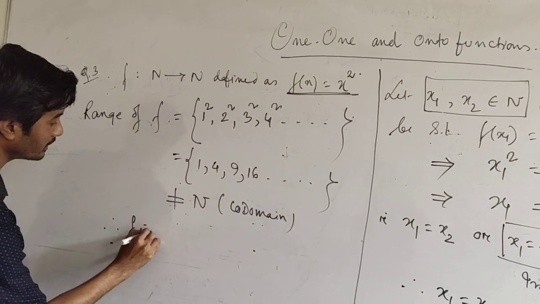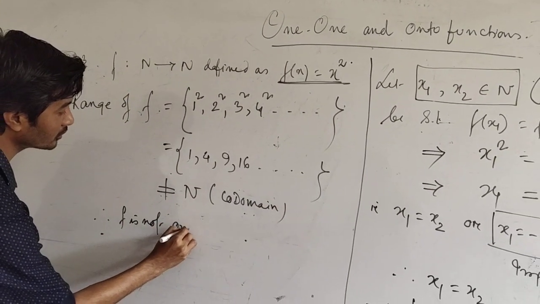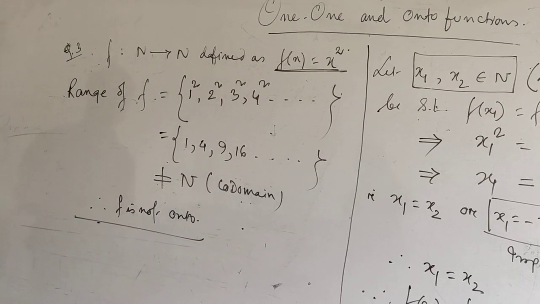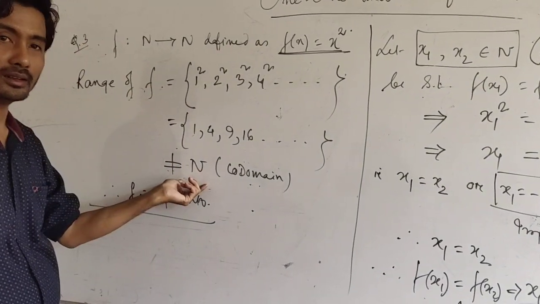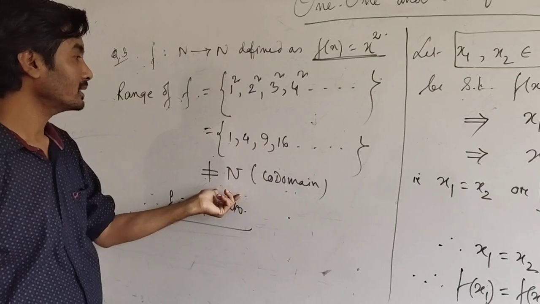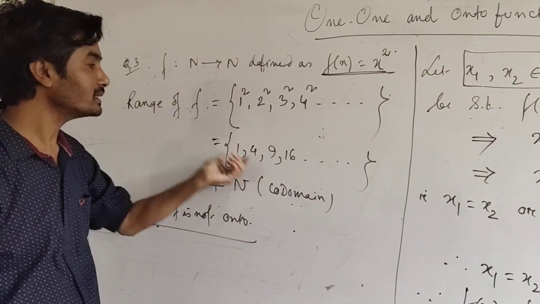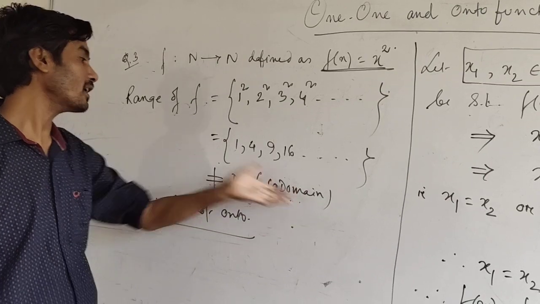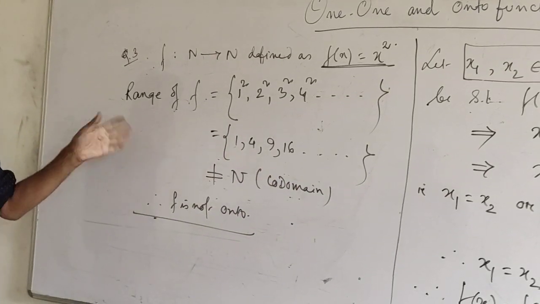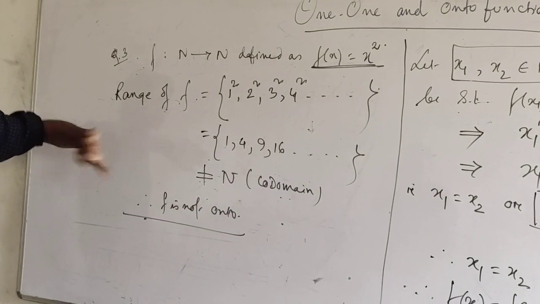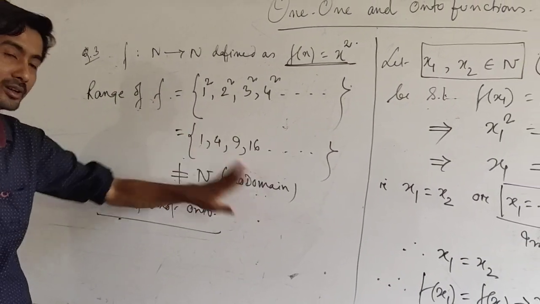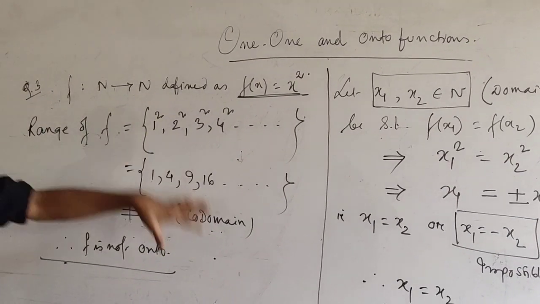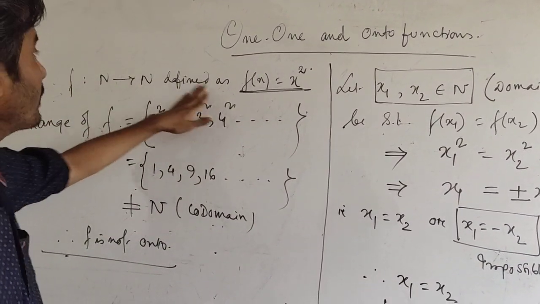Therefore, f is not onto. So whenever we write that range is not equal to codomain, it means that there are some elements in the codomain which do not have pre-images in the domain. These two statements have the same meaning. Range is not equal to codomain means there are some elements in the codomain which do not have pre-images in the domain.